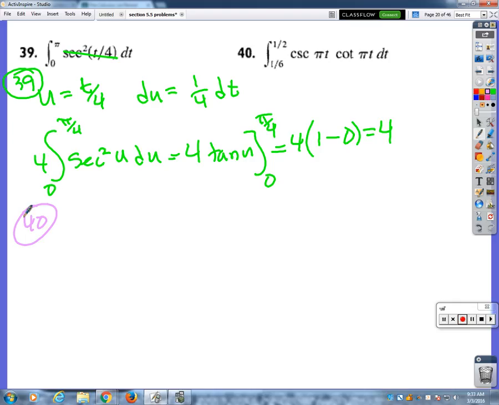All right, 40. So, here's the thing. Hold on. Time out. Look at your note card. Is there something that has the derivative of cosecant cotangent? Yes. Okay, what is it? Secant. Okay, so we don't have to worry about the cosecant cotangent thing, because we know the antiderivative of that is just going to be cosecant. So the only thing we need to worry about is this pi t thing. So u is going to equal pi t, which means du is pi dt. Okay? And then we're good to go.